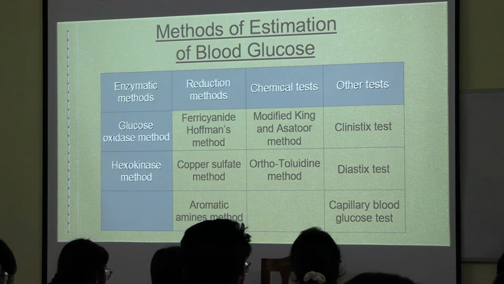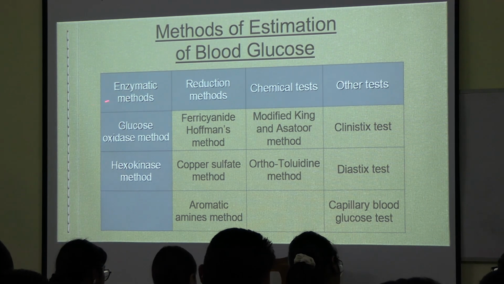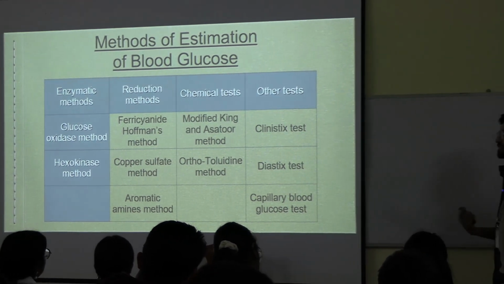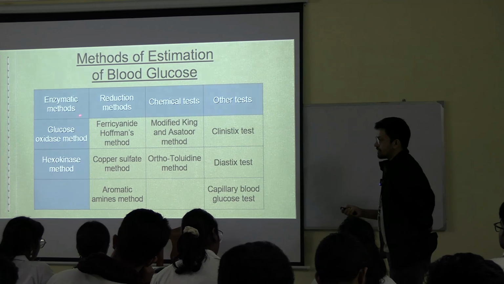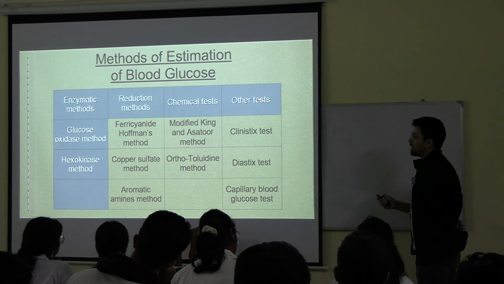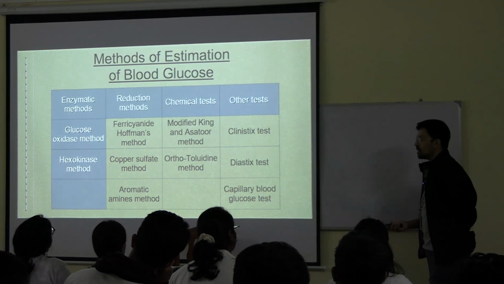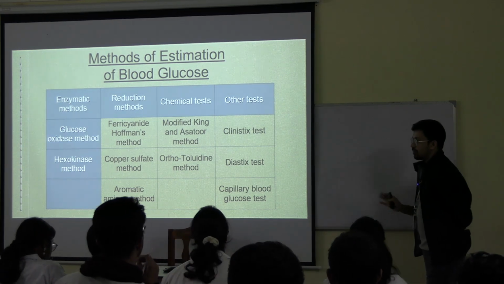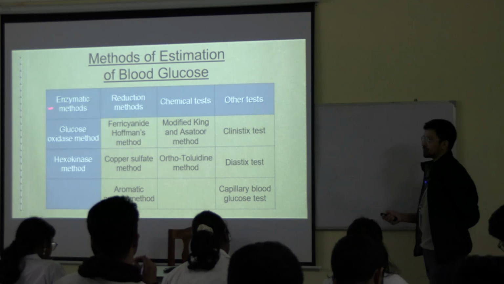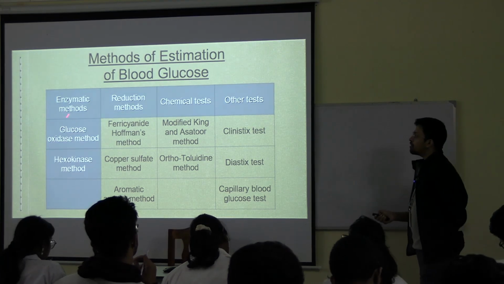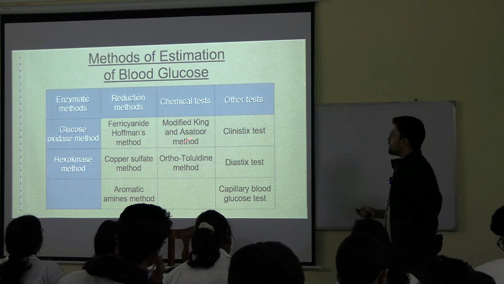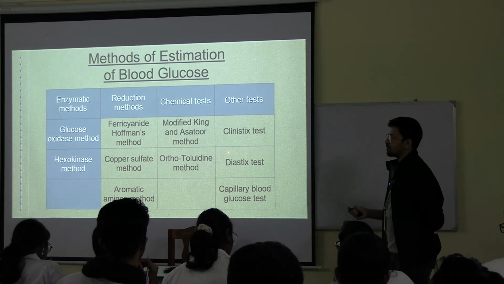Today and in your entire class, you will be required to know only the glucose oxidase method. Okay, and the rest of the names can be asked in viva, like what are the reduction methods, what are the chemical tests, what are the other tests that we can do. So these are the things that you have to just know the names. We will be performing only the glucose oxidase test. Why we will not perform the other tests, that also I will let you know. Otherwise, for these tests you have to just know the names.